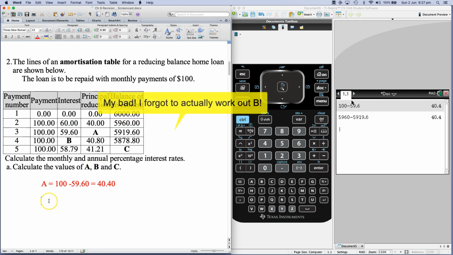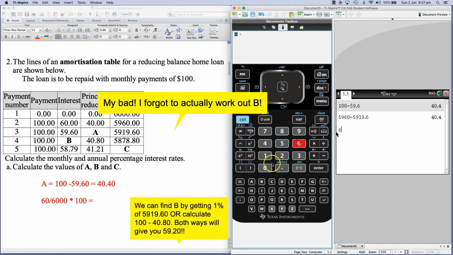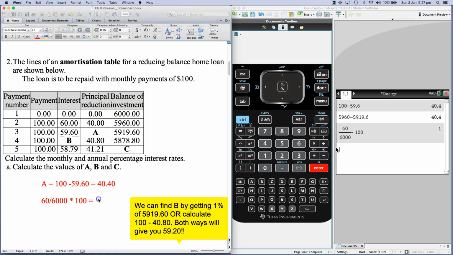Okay, so the way that I'm going to do that, I'm going to say 60 divided by 6,000, and then I'm going to multiply that by 100 to get a percentage. Divided by 6,000 and times 100. Okay, so 1% is the interest rate that I'm being charged.